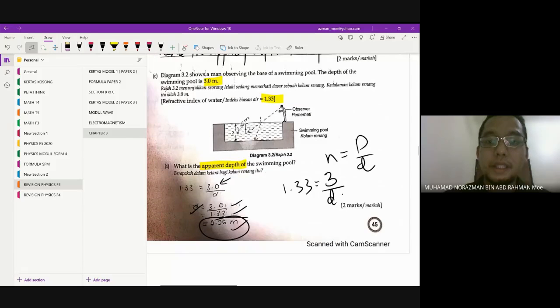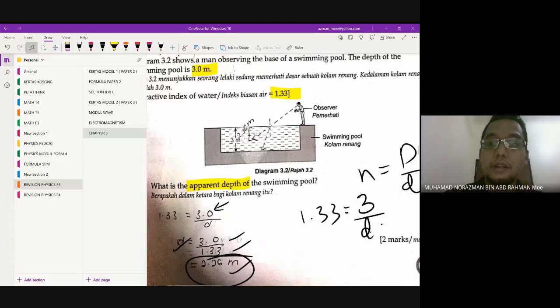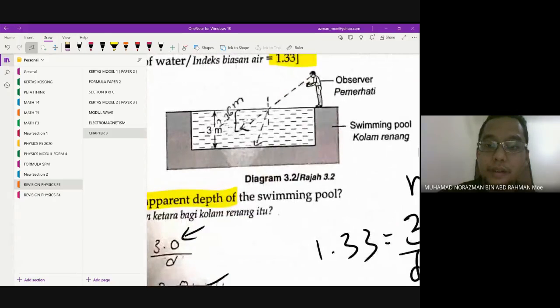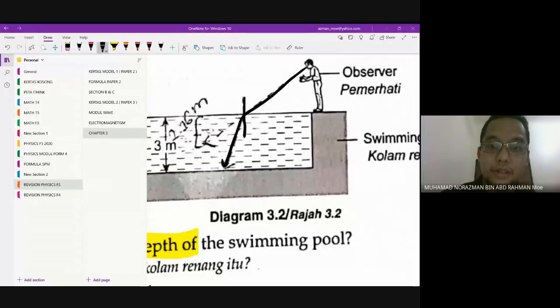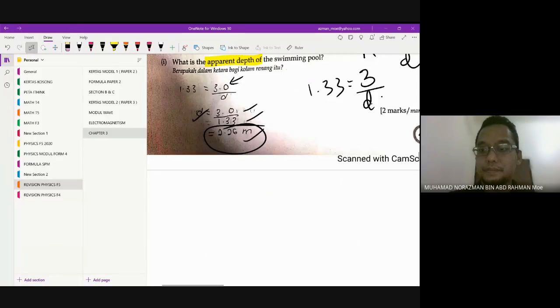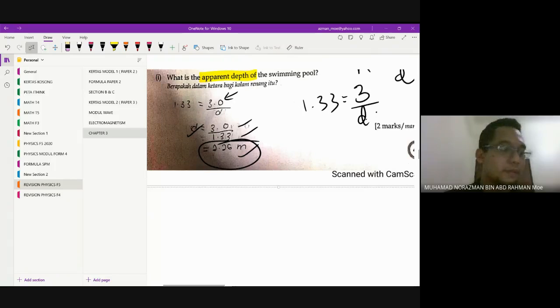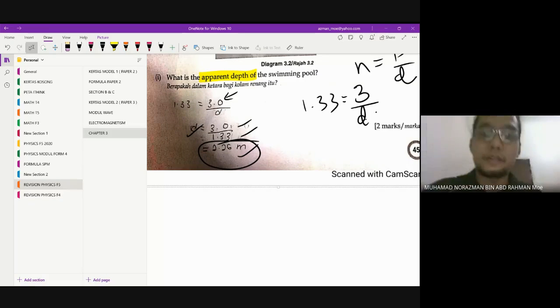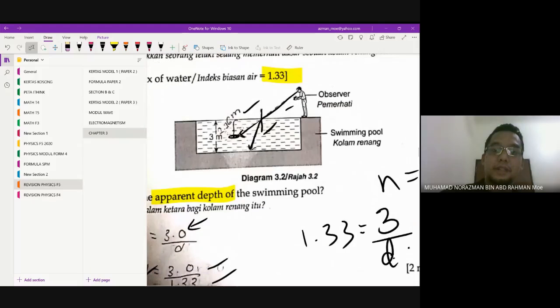Okay, last question apa tadi? Oh, draw ray diagram kan? Okay, so draw ray diagram. Okay, ada normal line, good. And then we see the apparent depth kat sini. Apparent depth of the water. Okay, first with a mark. Okay, 2 marks. 1 mark and 2 marks.